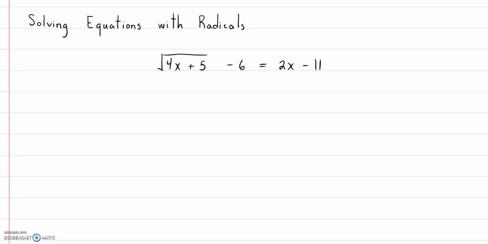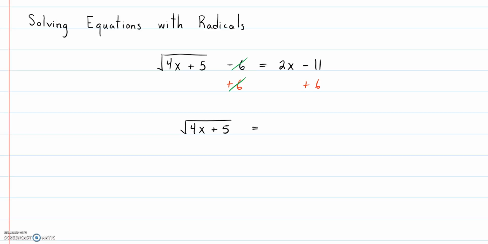Step one is we want to isolate the radical. In other words, we want to get the square root by itself. I noticed that there's this little -6 on the same side, so what I want to do is move it to the other side. I'm going to add 6 to both sides. What that's going to do is this -6 is going to cancel out. And so on the left side of the equation, I now have 4x plus 5.